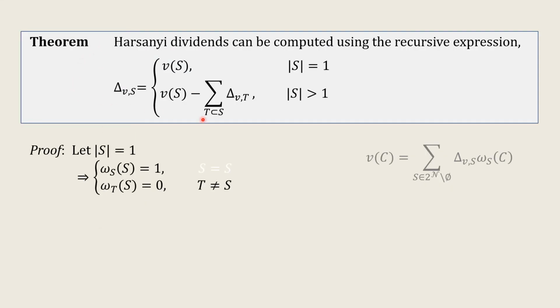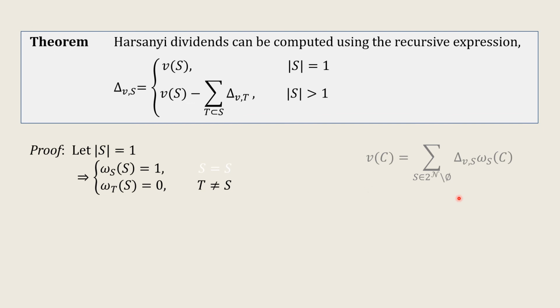Let's formally try to prove this recursive expression. First, we'll consider the case when S has a cardinality of 1. So omega S of S is equal to 1 because S is contained in S itself. So omega SS equals 1, obviously. And since S has a cardinality of 1, it has only one element in it, only one agent in it. So for any t that's not equal to S, omega t of S must be equal to 0.